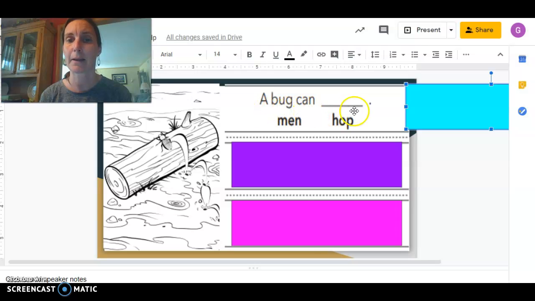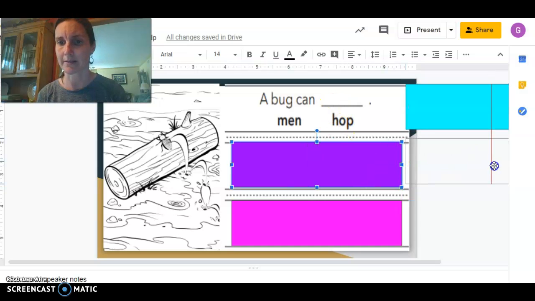First, read it with me. A bug can blank. Next, look at your 2 choices and try both of them. A bug can mend. A bug can hop. Next, think about which one makes sense in the sentence. A bug can mend doesn't make any sense. A bug can hop makes sense. So now I'm going to check my picture and I see that the bug is hopping onto that log. So a bug can hop is correct. Let's look at the next sentence.